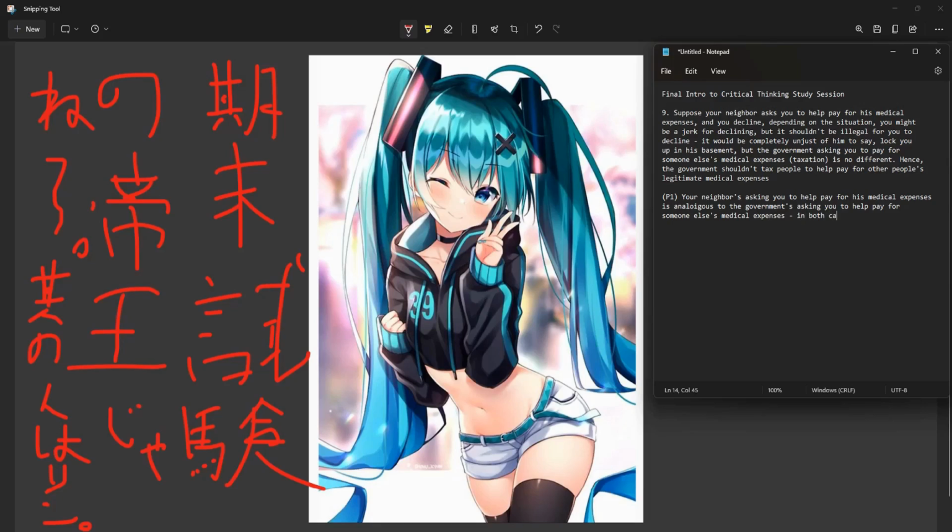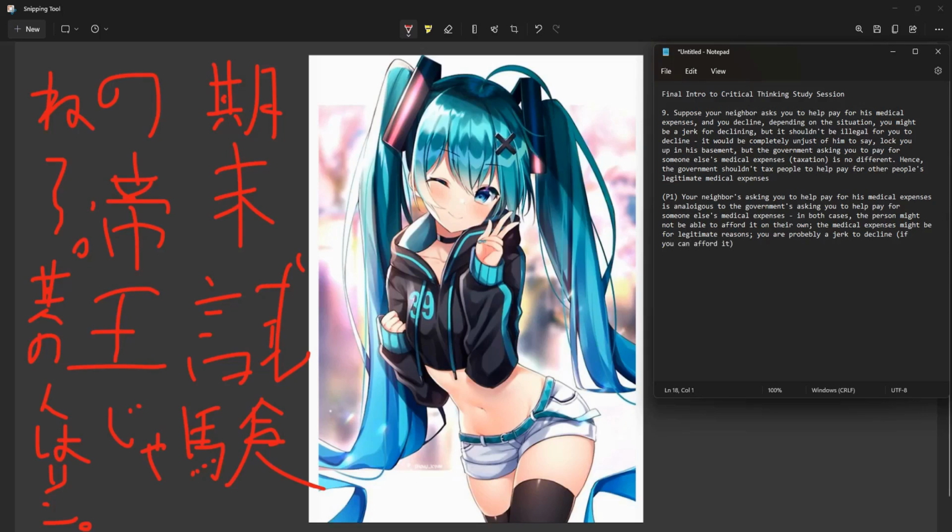In both cases, the person might not be able to afford it on their own. The medical expenses might be for legitimate reasons. You are probably a jerk to decline if you can afford it. No, you're not a jerk if you decline, even if you can afford it. What is this author talking about?